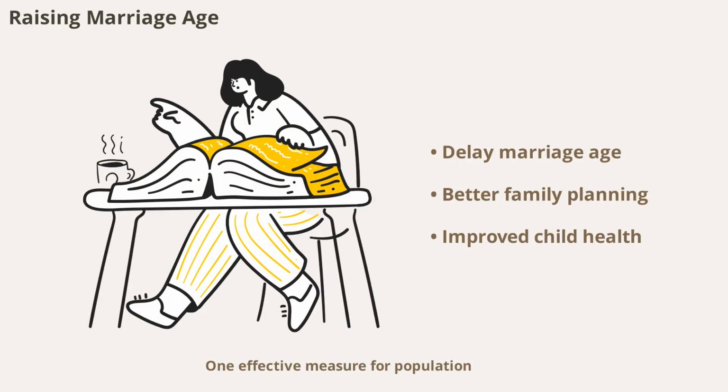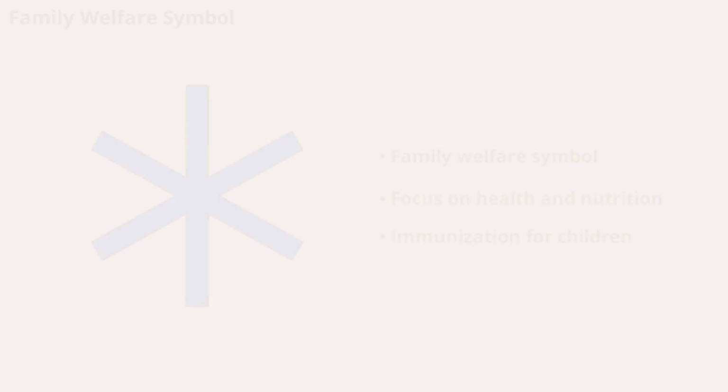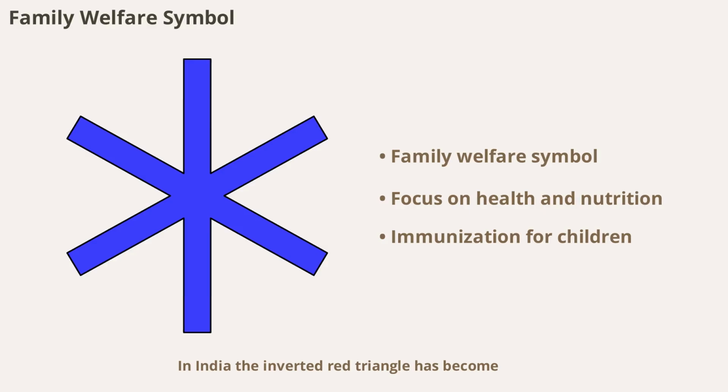One effective measure for population control is raising the marriageable age. Delaying marriage allows individuals to complete their education and become more aware of family planning options. It also helps couples delay the birth of their first child and space subsequent children, ensuring better health and upbringing for each child. In India, the inverted red triangle has become a popular symbol for family welfare.